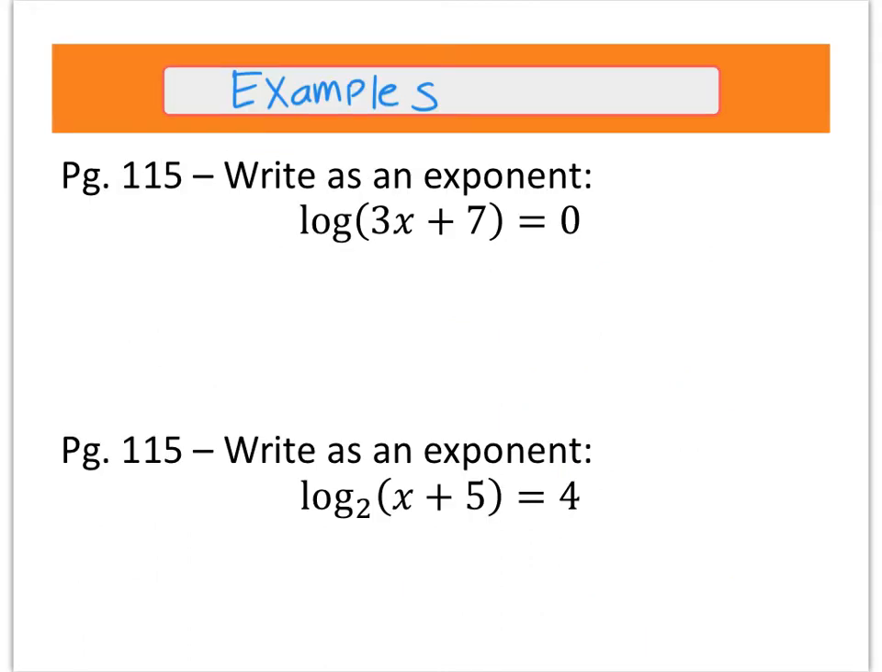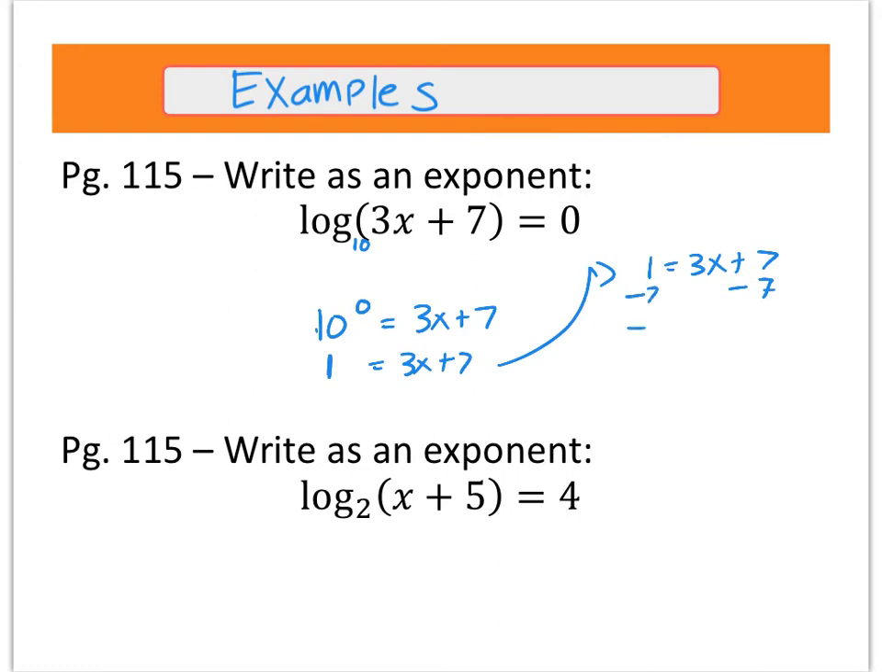All right, we're going to practice again solving, writing as an exponent. So log, the default base here is 10. So 10 to the power of 0 equals 3x plus 7. Now this is really nice because anything to the power of 0 is 1. So 1 equals 3x plus 7. And this is just a linear function. We're going to subtract 7 from both sides. So that's negative 6 equals 3x, divide by 3, negative 2 equals x.